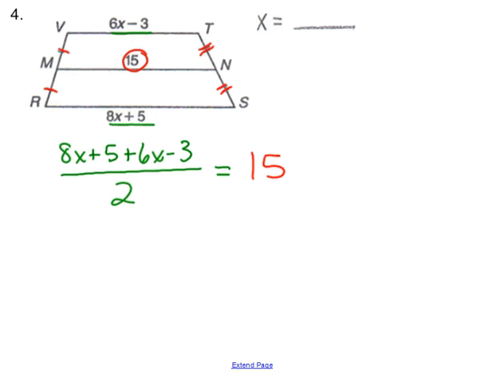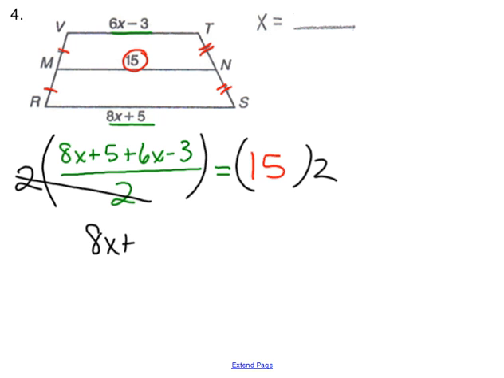Well, that looks crazy, doesn't it? But it's not. We can do this. Okay, so I'm going to multiply both sides by 2. And I'm not going to make that same mistake this time. So I get 8x plus 5 plus 6x minus 3 equals 30.